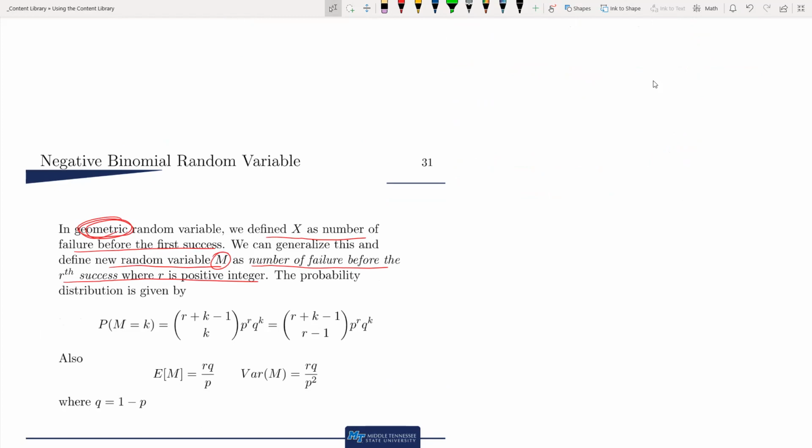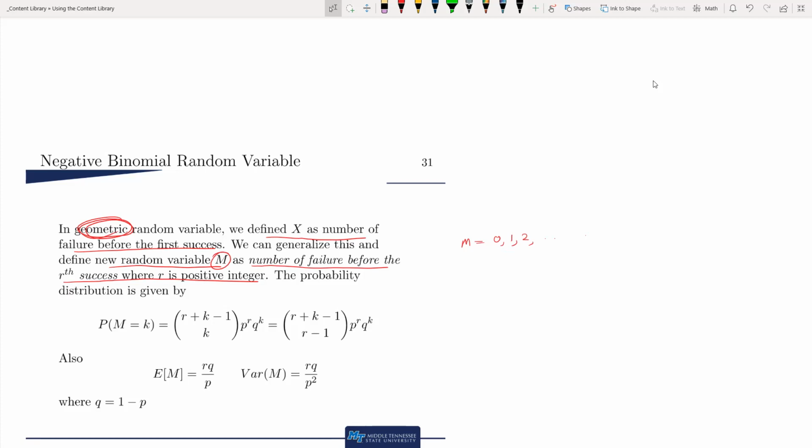So right away, you can see that M can take which values? M can be 0, it can be 1, it can be 2, and so forth. So this is the number of failures before the rth success. So you may have a situation where all your previous trials are successes, so 0 failures, and then the rth one is also a success.